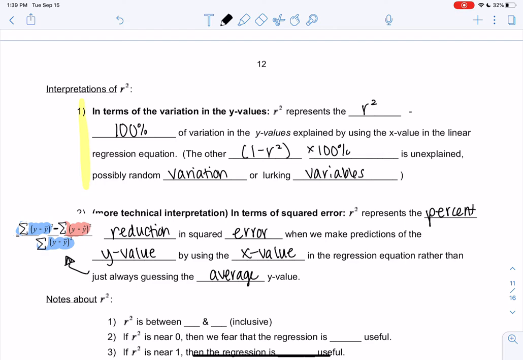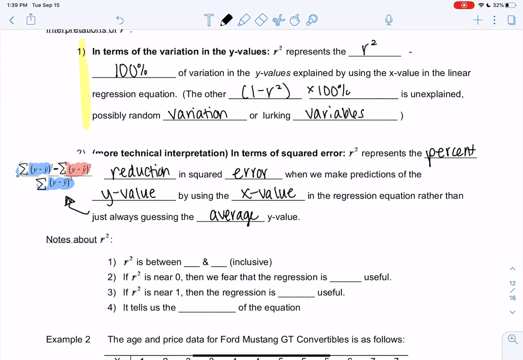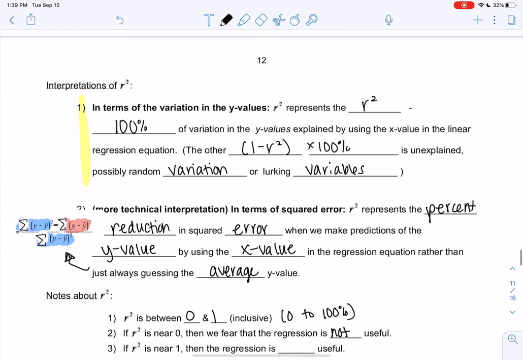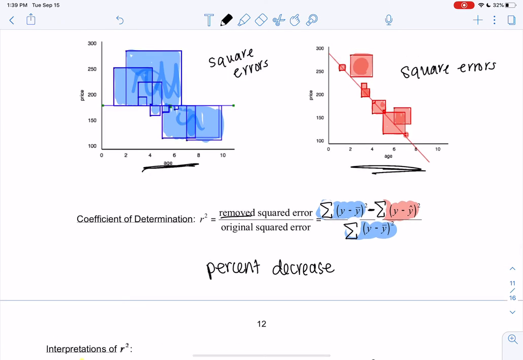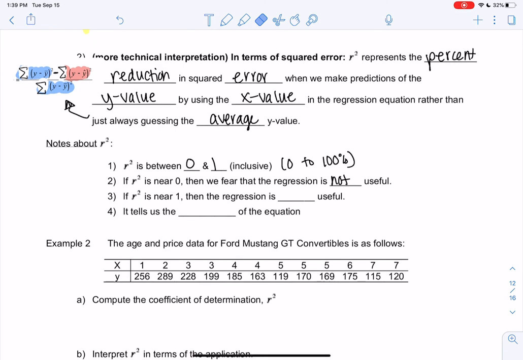So a few notes, and then when we do the Mustang example, the definition will make way more sense. r squared is always between 0 and 1, and that has to do with 0 to 100%. So 0% means no percent change, right? 100% means 100% change. So near 0, then we think it's not very useful. It would mean that these are similar sizes. The error is about the same. So that's not very useful. As we get closer to 1, it's more useful. So we'll say very useful, close to 1.